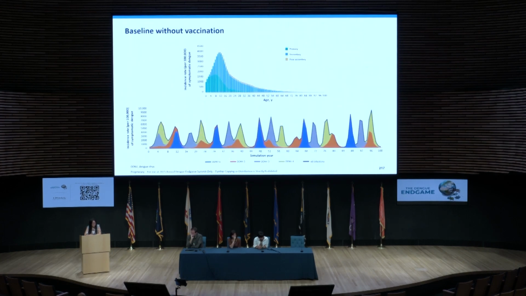So this is our baseline without vaccination. This really represents the disease burden in Thailand. The majority of the incidents and the cases are around young adolescents, and they represent the majority of the secondary infections. And also the bottom shows the predicted serotype distributions over the time horizon we looked at.